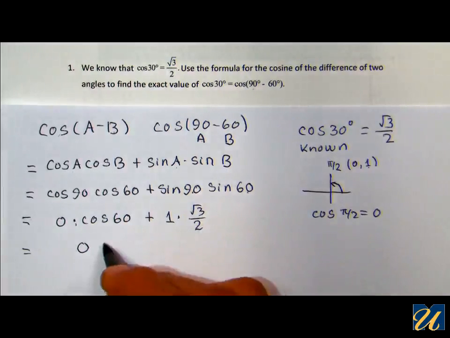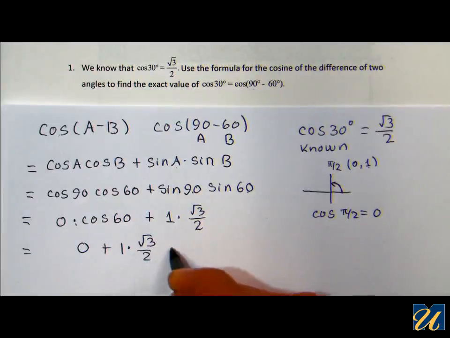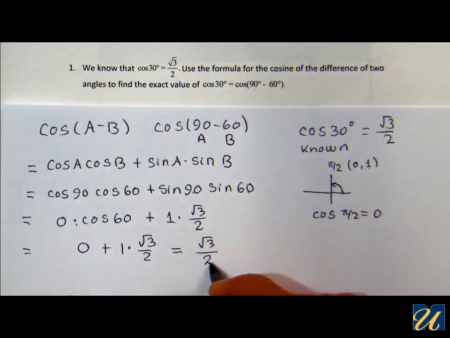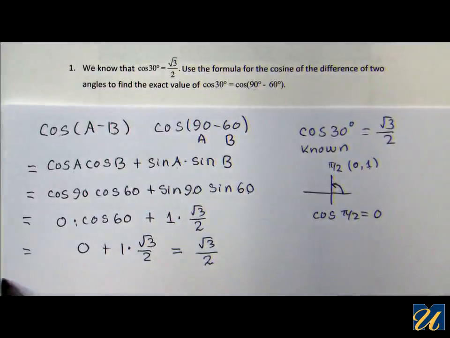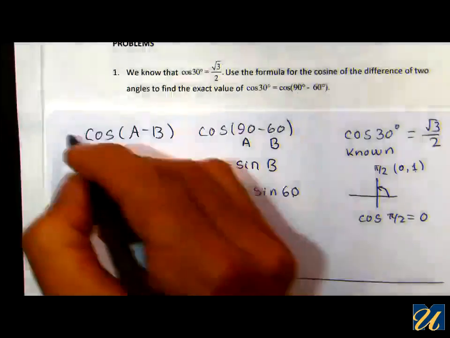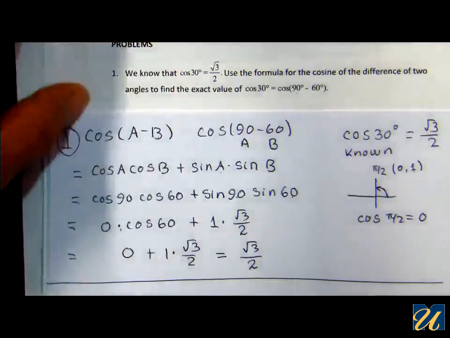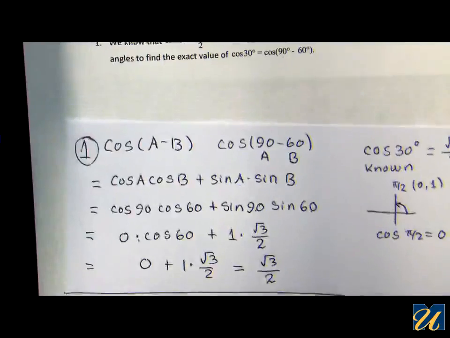Okay, so we have 0 plus 1 times root 3 divided by 2, which, as you can see, works its way out to root 3 over 2, which we know was the right answer to begin with. So that was problem number 1. Okay, let's take a look at problem number 2.